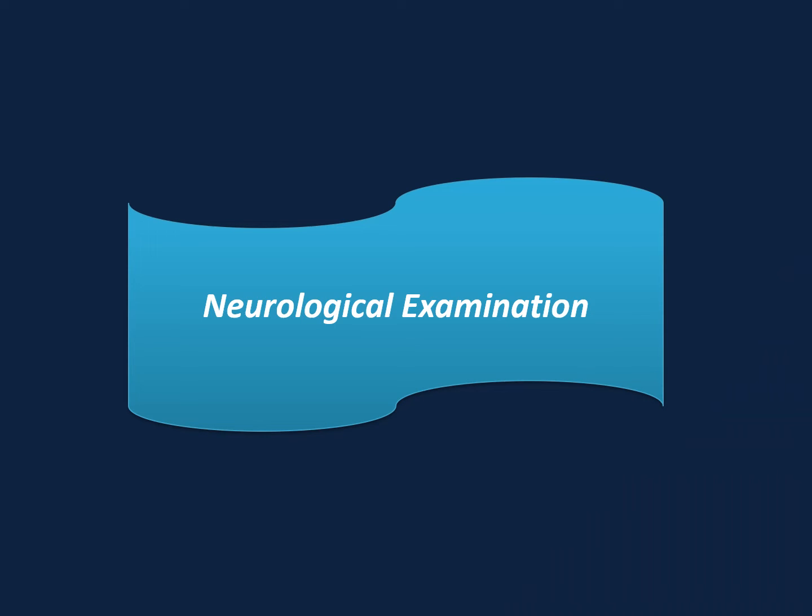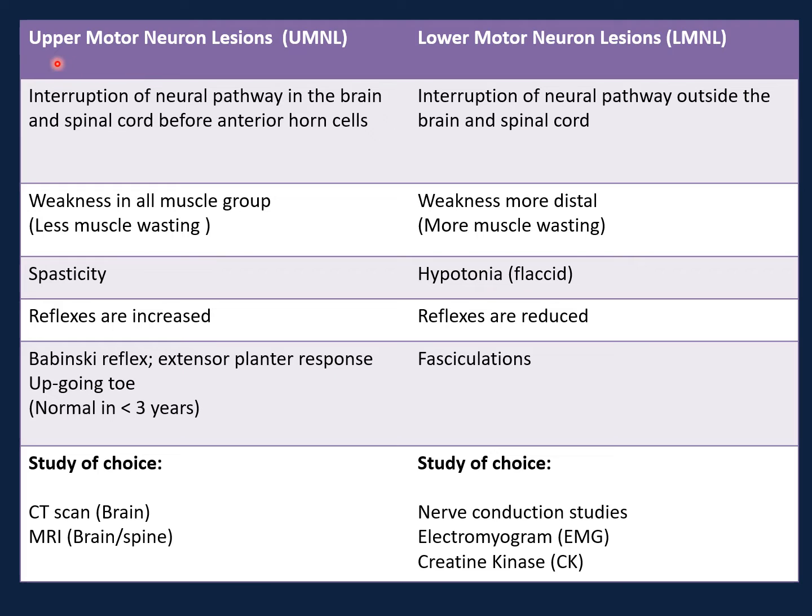2024-2025. Neurological examination. It is very important to know the difference between upper motor neuron lesions and lower motor neuron lesions. Upper motor neuron lesions is interruption of neuronal pathway in the brain and the spinal cord before the anterior horn cells.